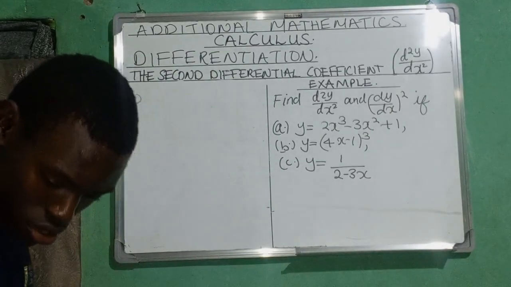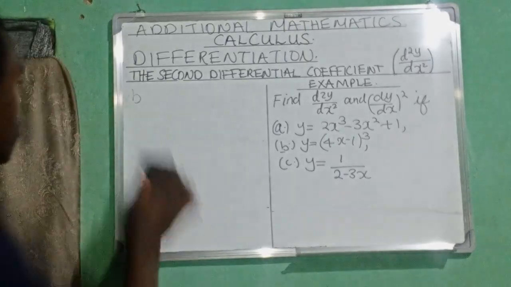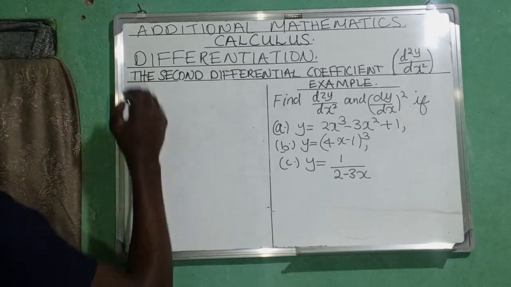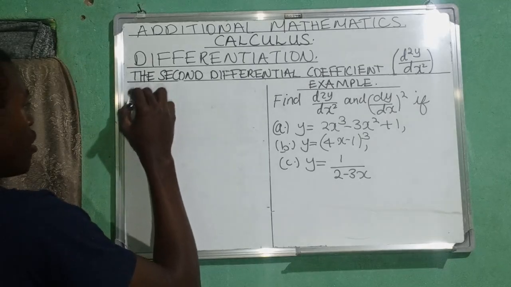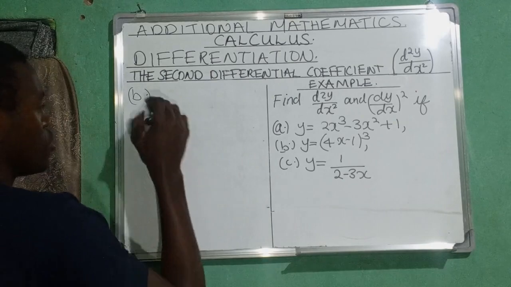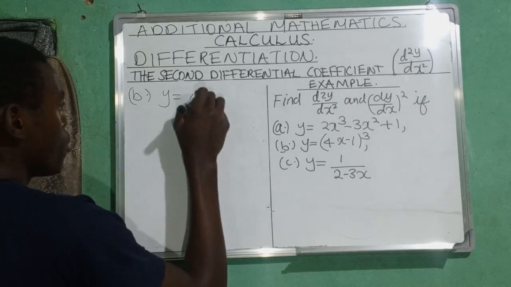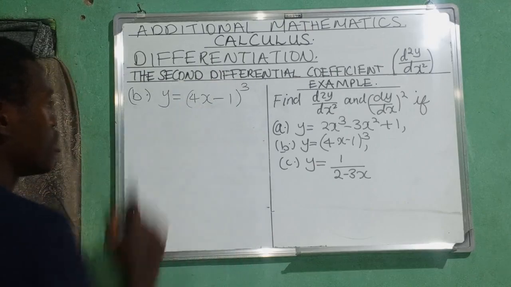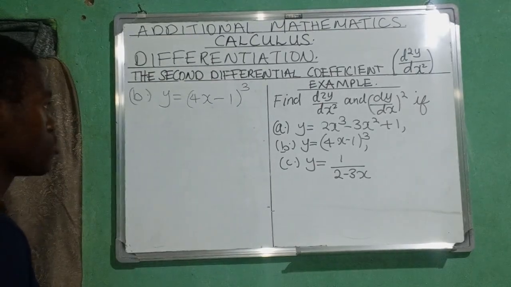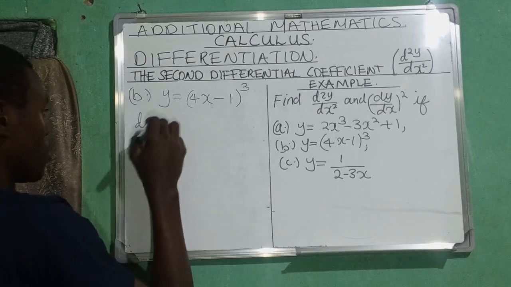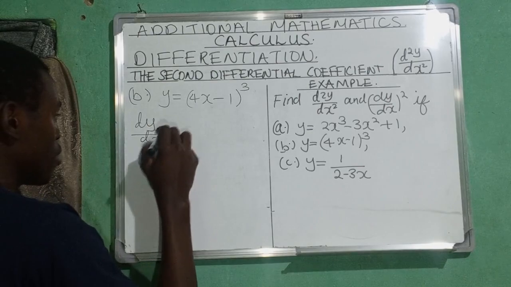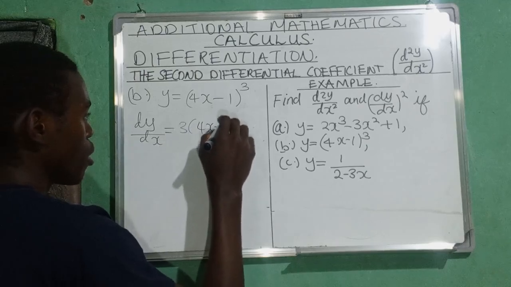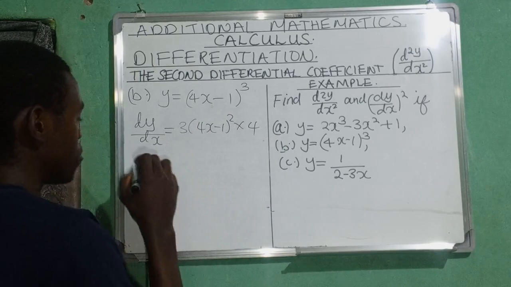It's not very clear. Let me get a different marker. So for B, we have our B right there, since A was done in the previous video. So y is equal to (4x minus 1) raised to the power 3. To differentiate that particular function, dy/dx is equal to 3 multiplied by that. By now you should be familiar with it, so I'll not explain what I'm doing. I'll just provide the working.